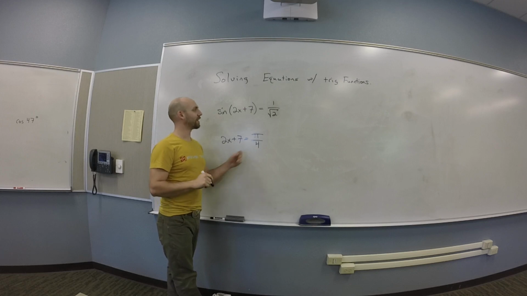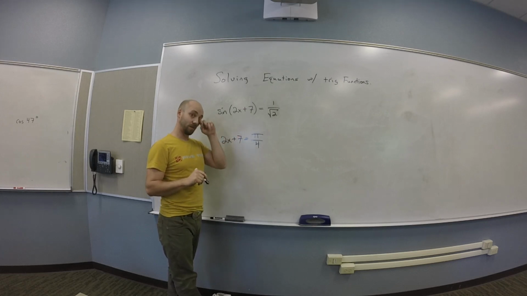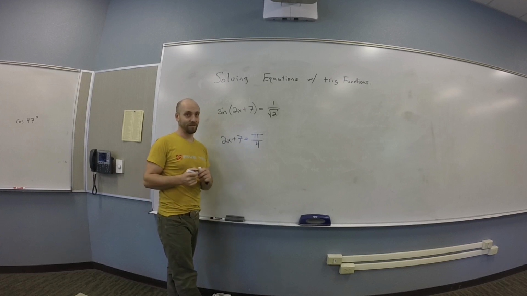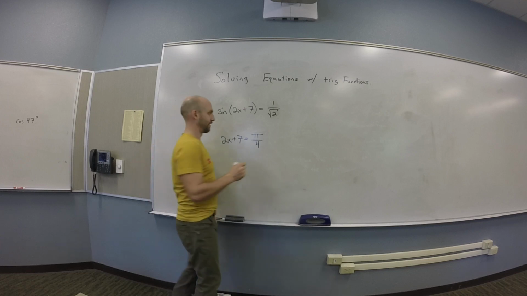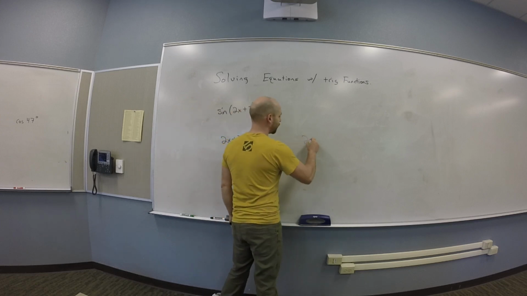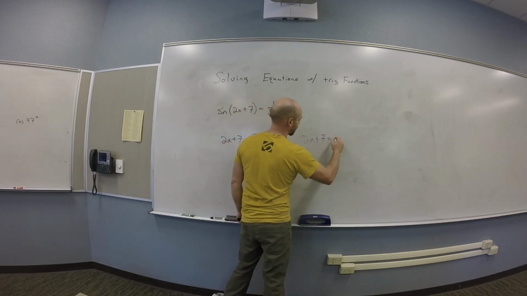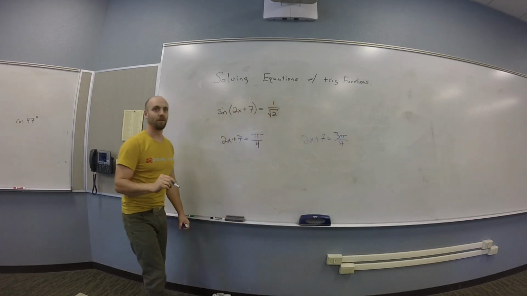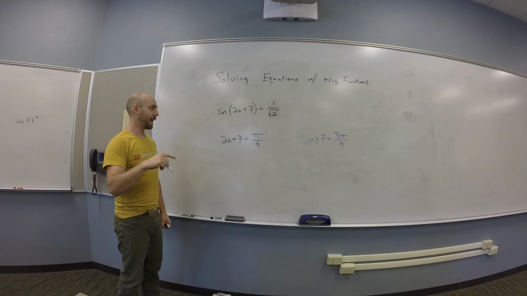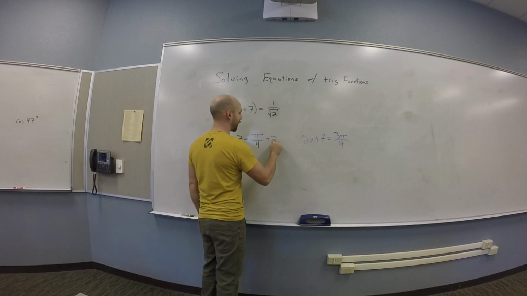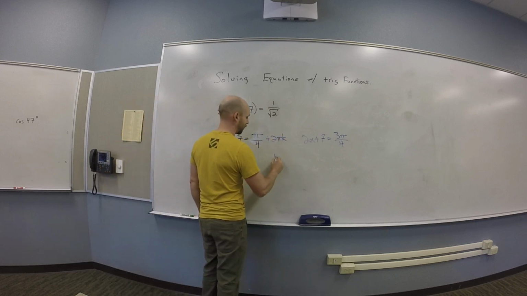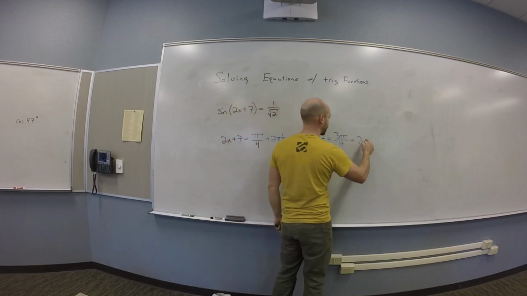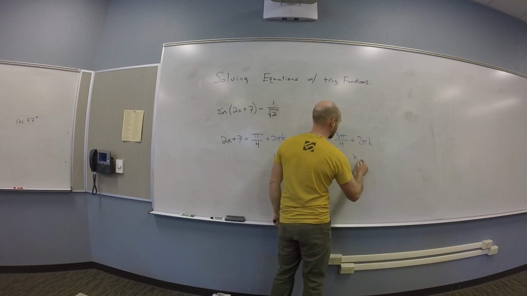But is that the only way to get a sine of 1 over the square root of 2? No. Where else could you get one? 3 pi over 4. So you might have 2x plus 7 is 3 pi over 4. And then again every coterminal thing. So you might have a plus 2 pi k, where k is in Z, and over here a plus 2 pi k, where k is in Z.